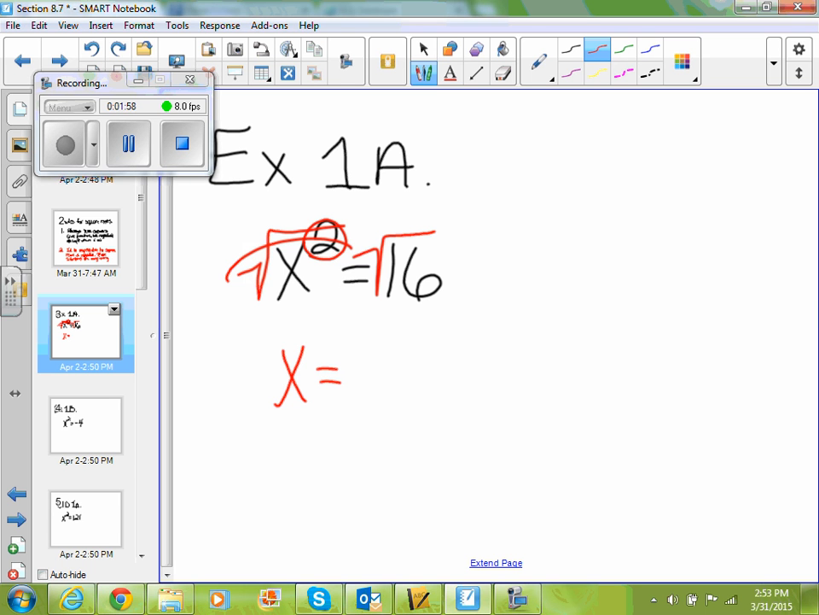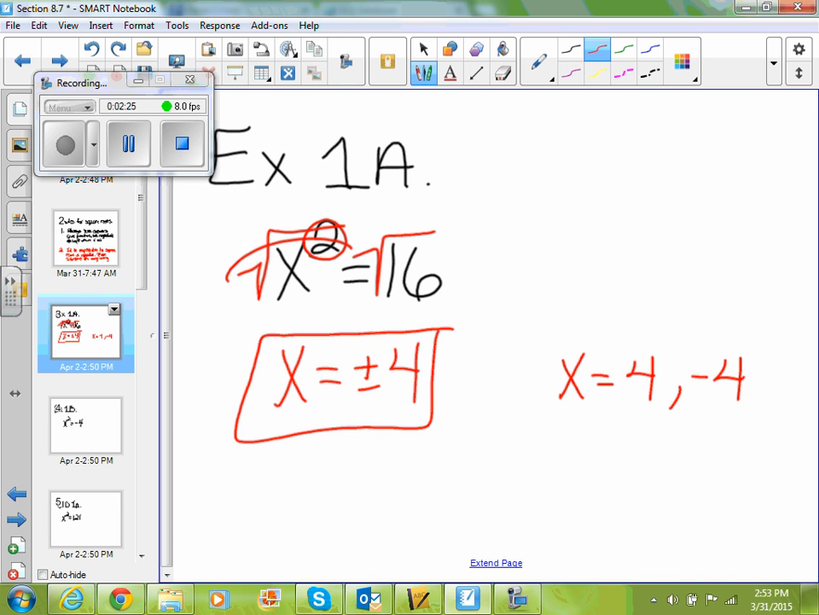Okay, so let's start with what is the square root of 16? 4. Okay, and how many solutions did we say we always have? 2. That's rule number 1. Positive 4 and negative 4. And you can just put that plus minus sign in front of them, or you can write it as 4, comma, negative 4. Okay, it's generally easier to do it this first way. Okay, everybody follow so far?